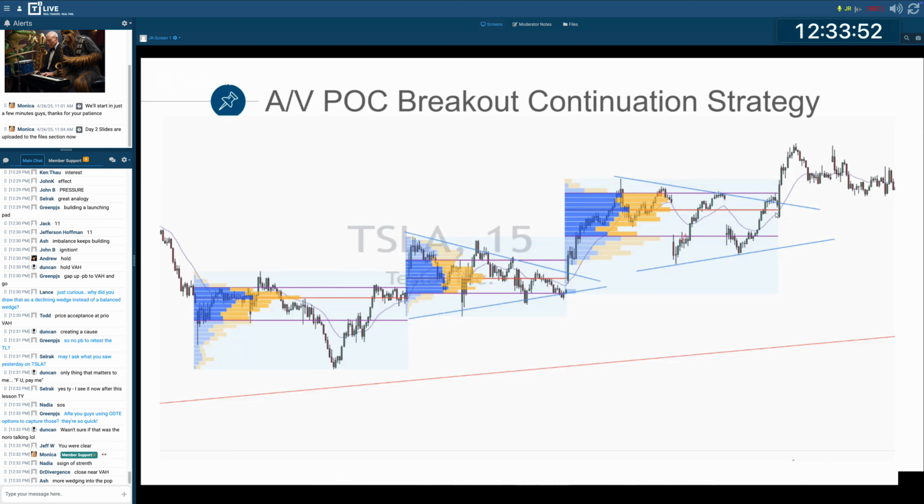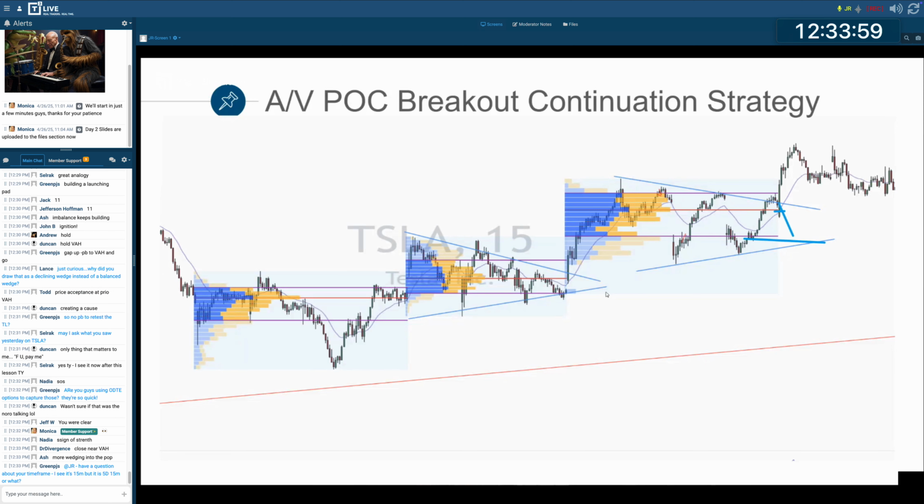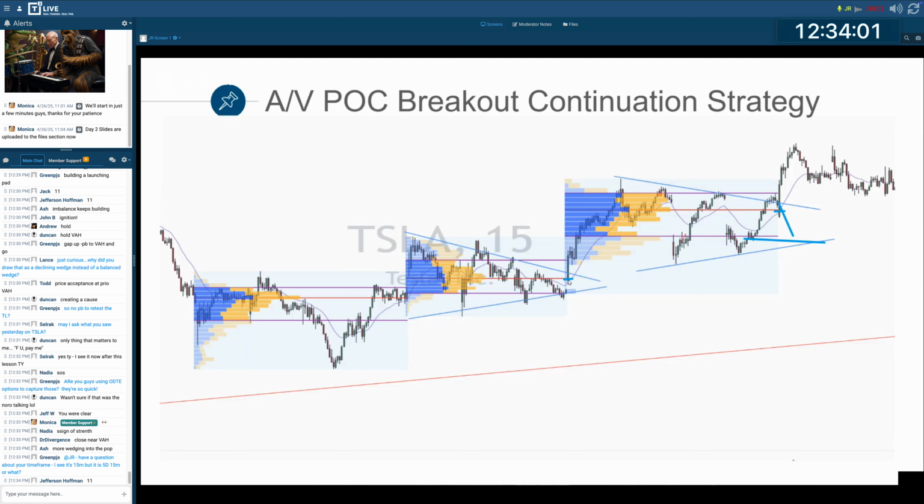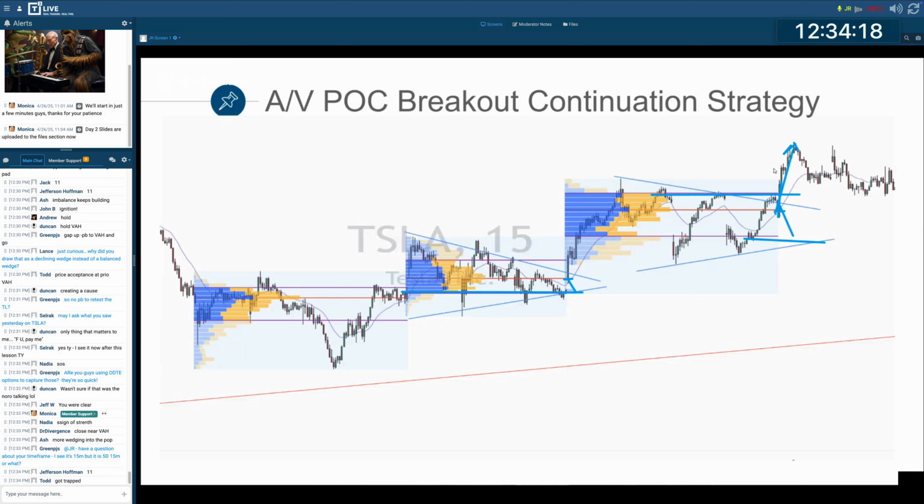Were people perhaps seeing Tesla open underneath point of control thinking, we're going to rotate back to value area low? Were people seeing this also as a rotation back to value area low here? I think a lot of people were, right? And what actually happened? Well, a massive imbalance, that took Tesla through value area high and into an opening drive. This is a perfect picture of imbalance.